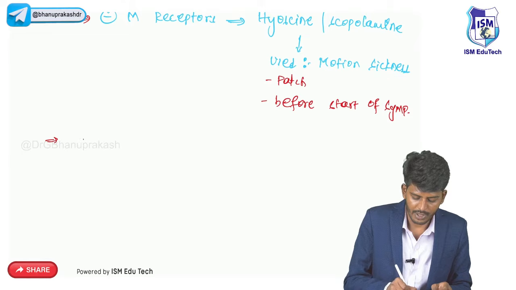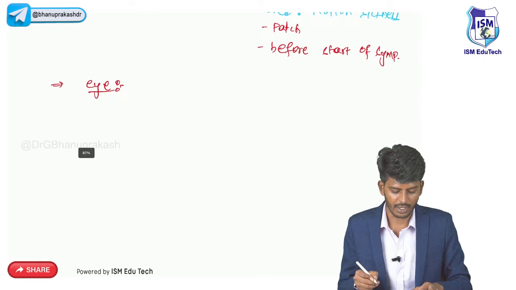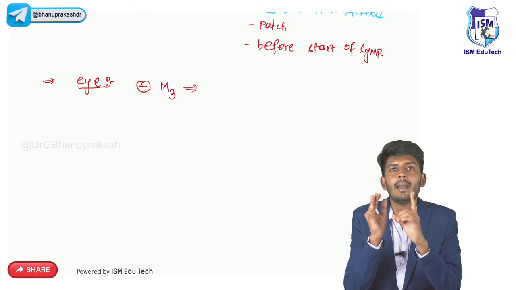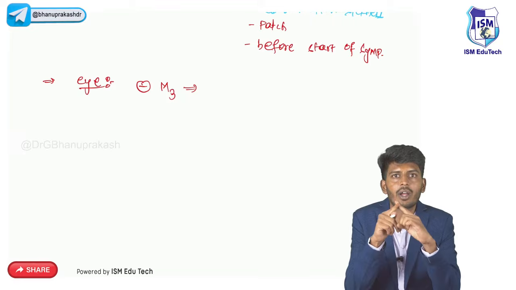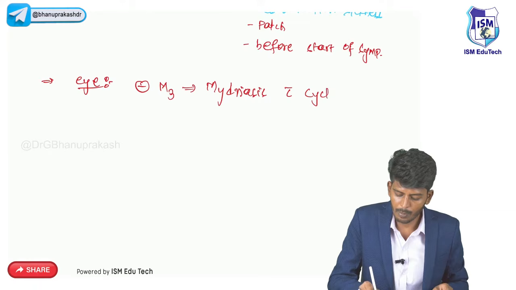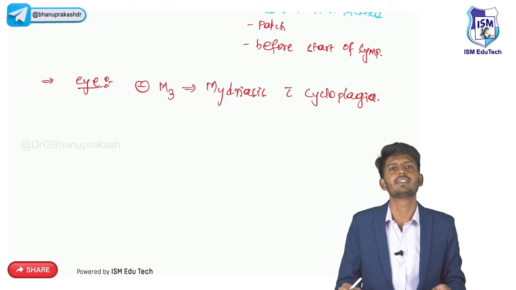let's come to the next. What about the eye? In the eye, my dear student, they will block the M receptor, especially the M3 receptor. If M3 receptors are blocked in the eye, what will that lead to? I told you, parasympathetic nervous system causes contraction of the pupil, miosis. Now, if I block it, it will lead to mydriasis. Along with that, it will also lead to cycloplegia. What is cycloplegia? It is paralysis of the ciliary muscle.